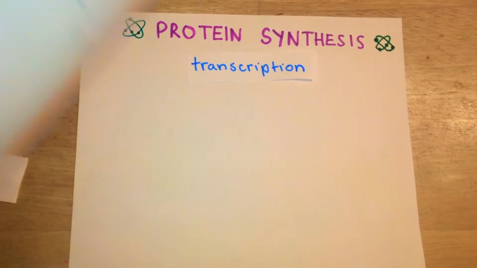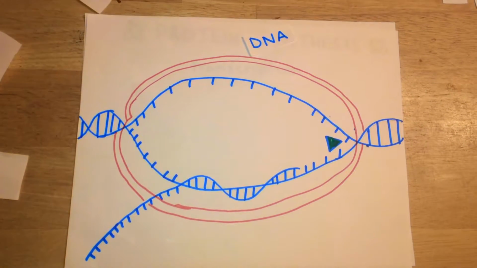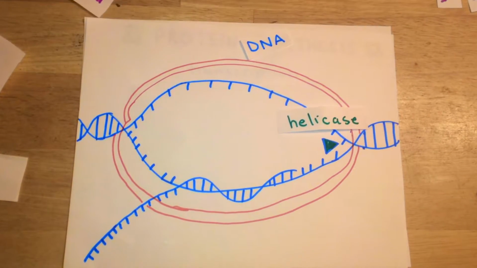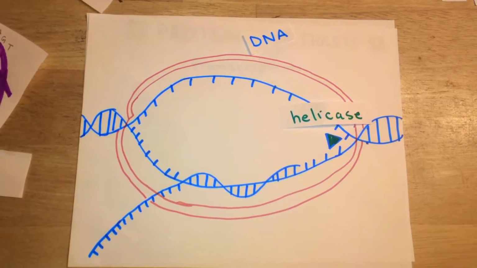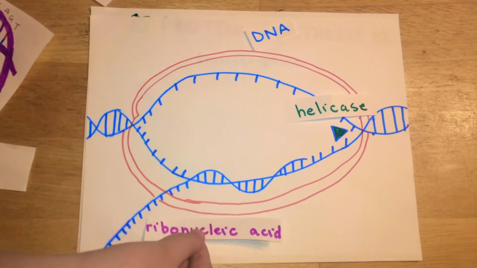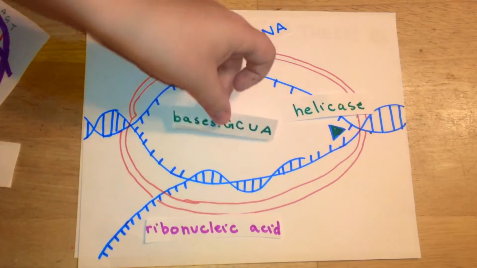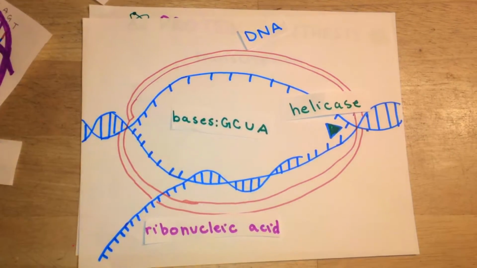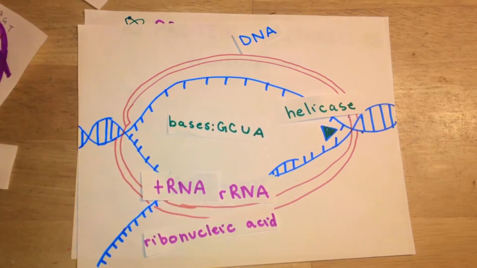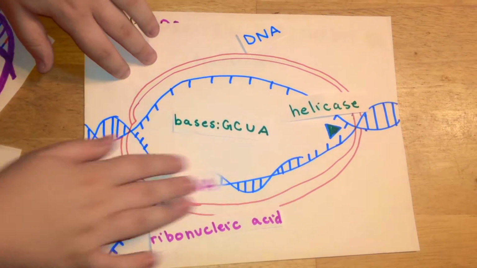The DNA is unwound by the helicase. One side of the now unwound DNA is used as a template to create RNA, or ribonucleic acid. RNA is a single strand and contains adenine, guanine, and cytosine, but thymine is replaced with uracil. RNA can create mRNA, tRNA, or rRNA, otherwise known as messenger RNA, transfer RNA, and ribosomal RNA.